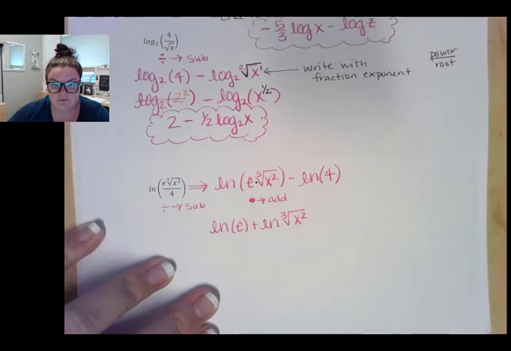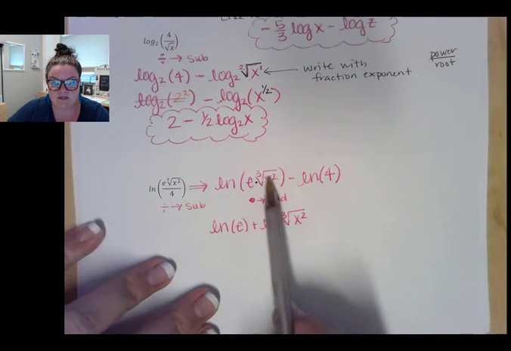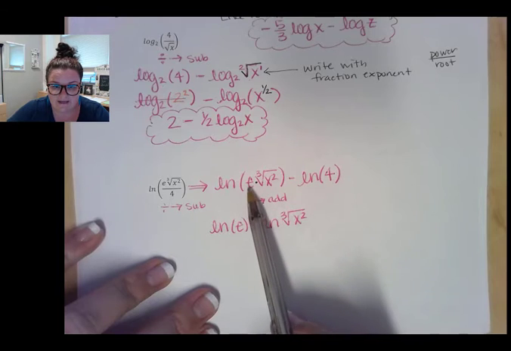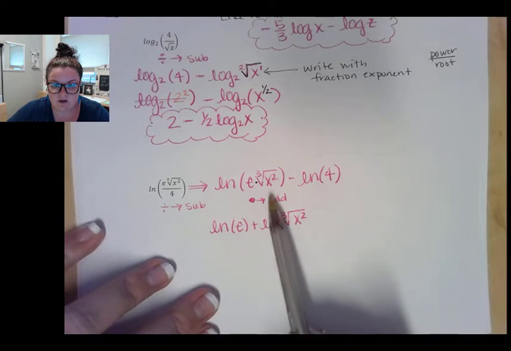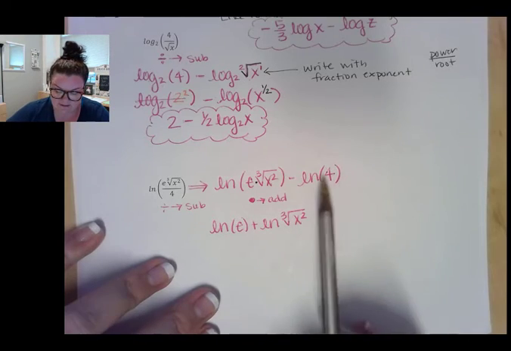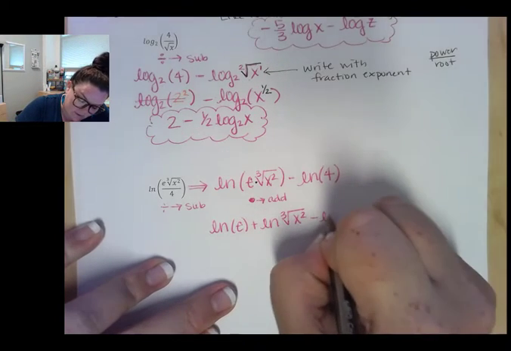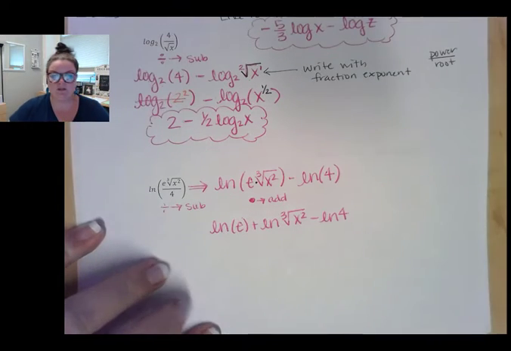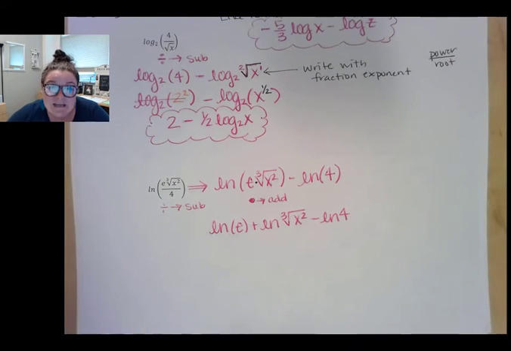Okay, everybody with me? So I just took this one. Since there's 2 things being multiplied using the product rule, I can write that as ln of the first factor plus ln of the second factor. And the last factor I'm just going to leave the same, ln of 4. Okay. All right, so let's see what we can do.